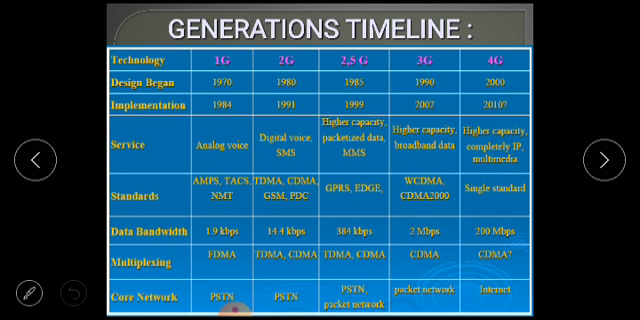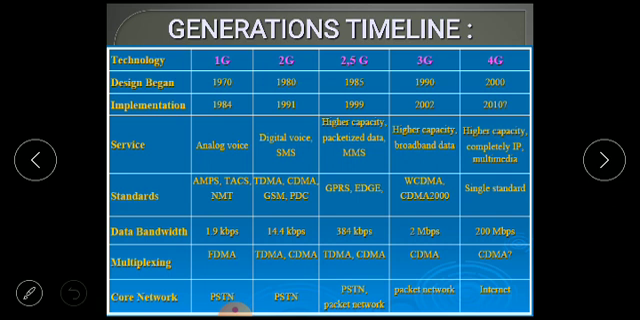And for 2.5 generation networks, the design began in the year 1985 and it was implemented in the year 1999, right? So next, the third generation network. The research started in the year 1990 and it was implemented in the year 2002. And for 4G networks, in the early 2000s itself they started working, and officially the research started in the year 2002 and it was implemented in the year 2010, right?